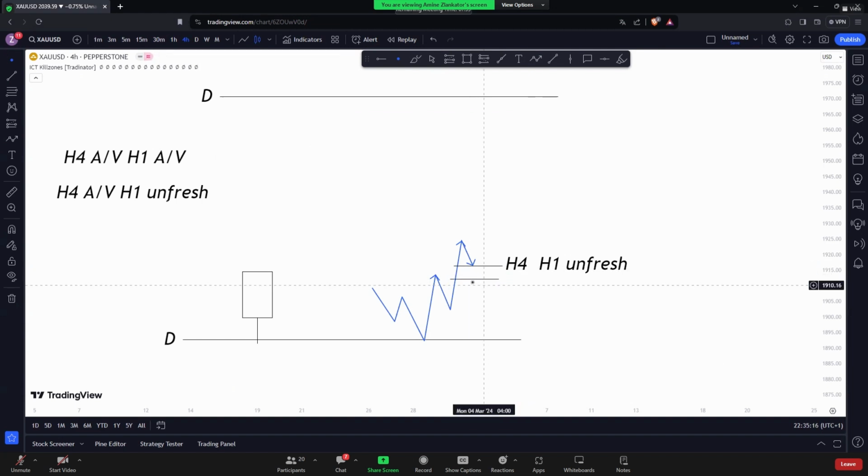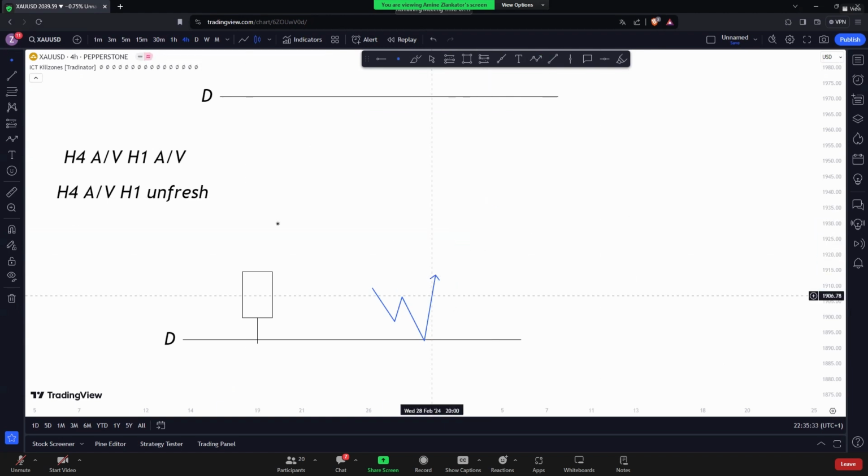And the next fresh H1 preferably should be an A or V. In this example, we have a V right here. But when it's way too far, you're just going to simply pick the gap. Price is just going to pull back to the gap and then enter instantly. Now this is the second combo.